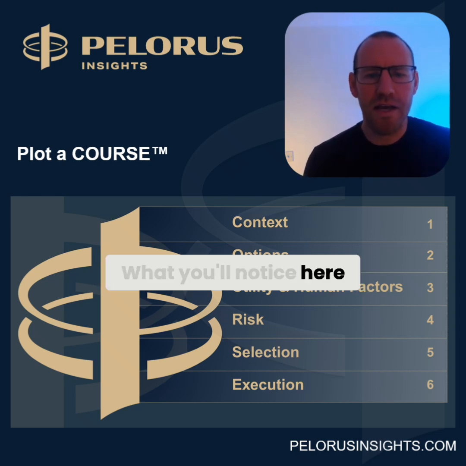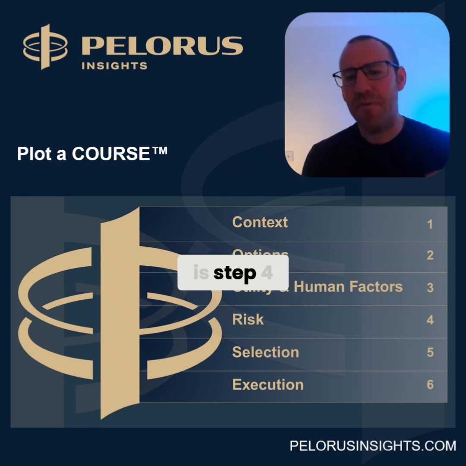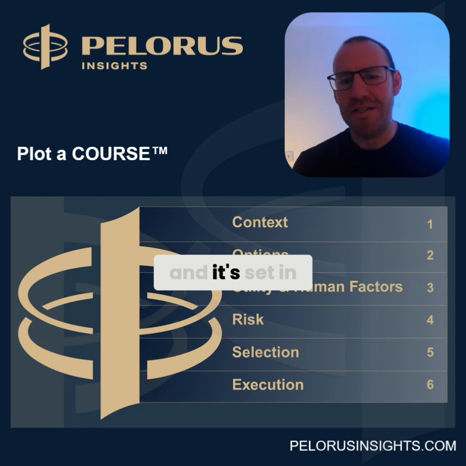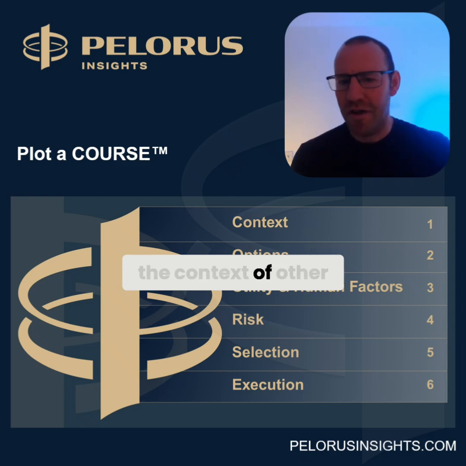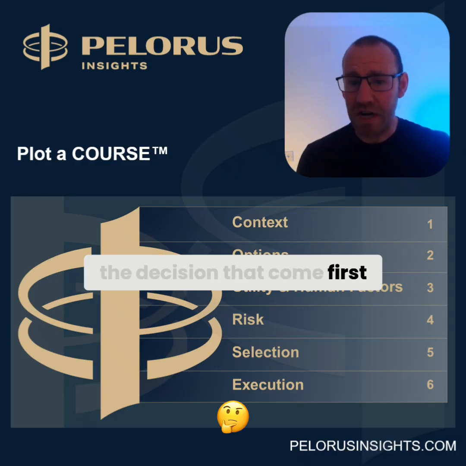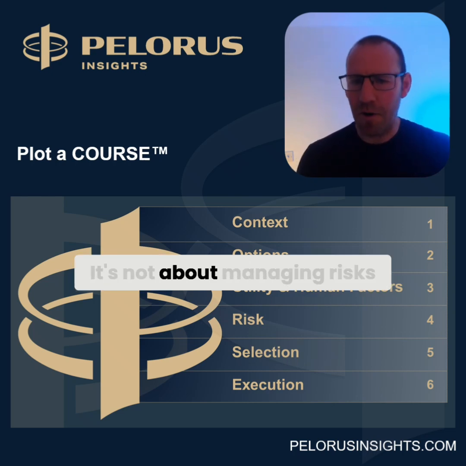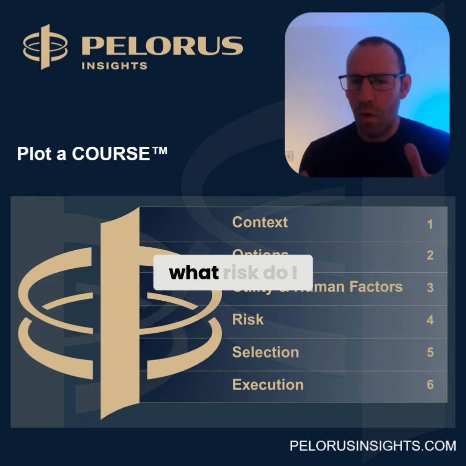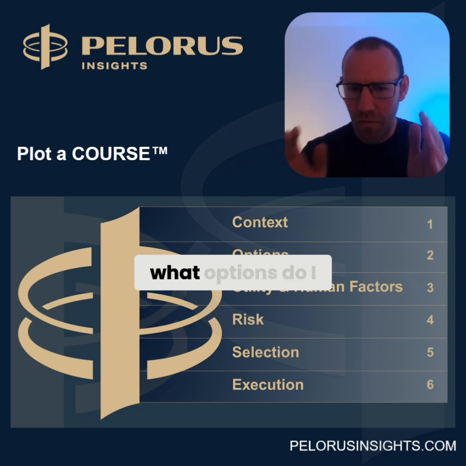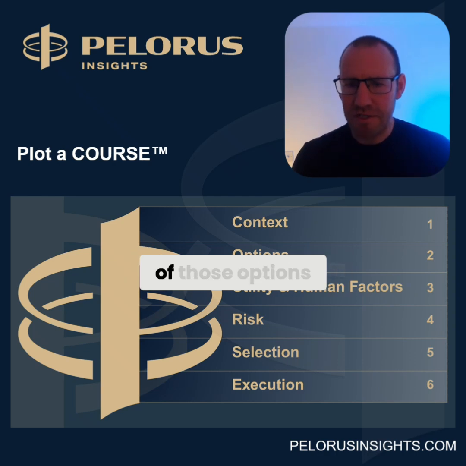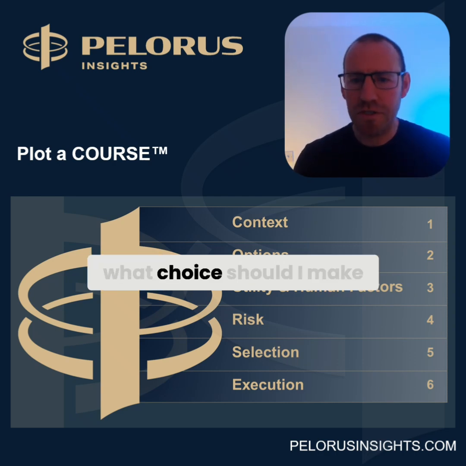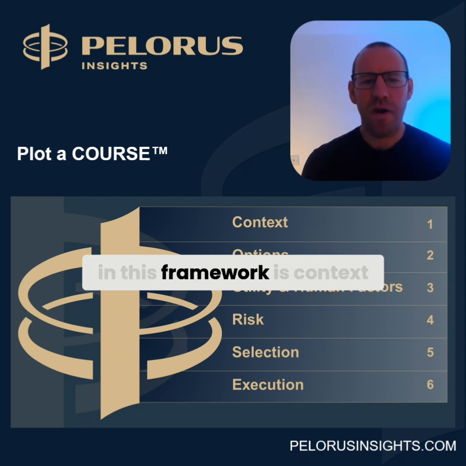What you'll notice here is that risk is step 4 in a framework, and it's set in the context of other elements of the decision that come first, and then risk is applied to those elements. So it doesn't start with risk. It's not about managing risks, thinking about what risk do I want to take. It's about what options do I want to consider and what are the risks of those options, and overall, what choice shall I make? The first step in this framework is context.